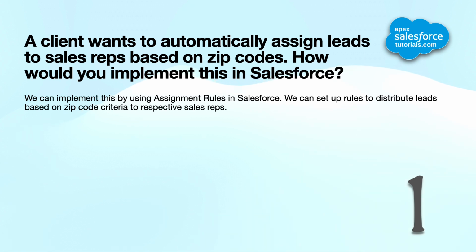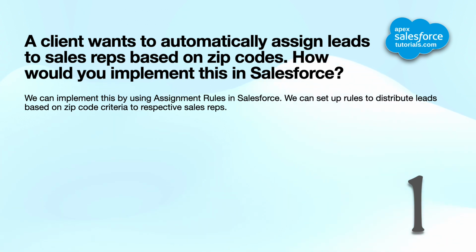First question is, a client wants to automatically assign leads to sales reps based on zip codes. How would you implement this in Salesforce? Answer: we can implement this by using assignment rules in Salesforce. We can set up rules to distribute leads based on zip code criteria to respective sales reps.